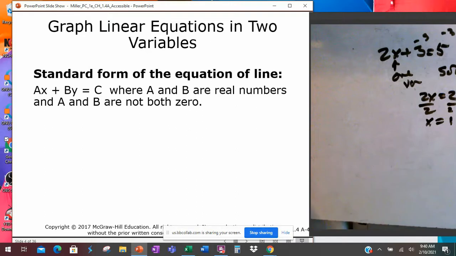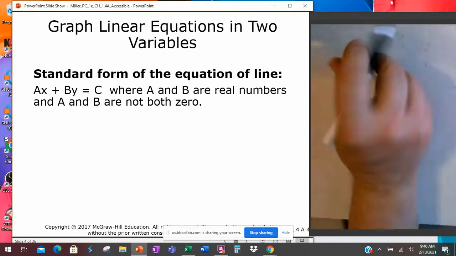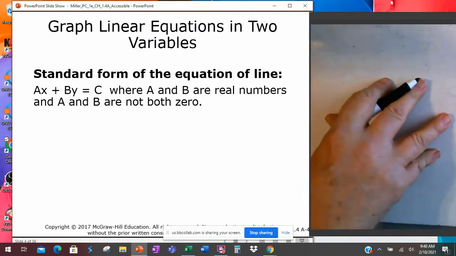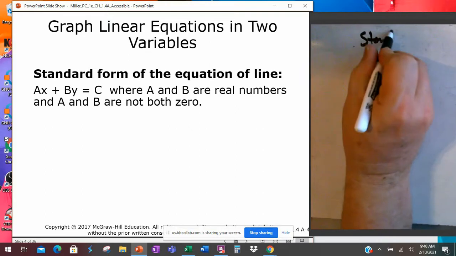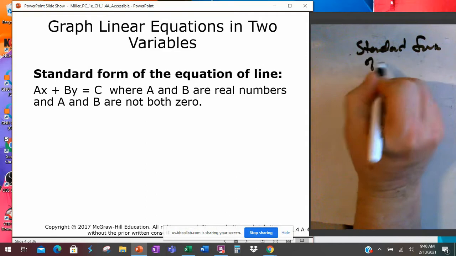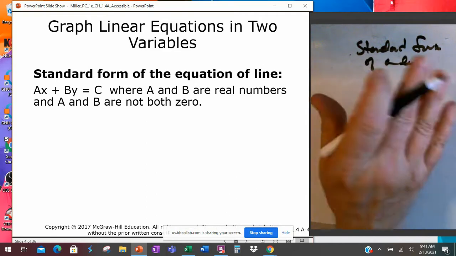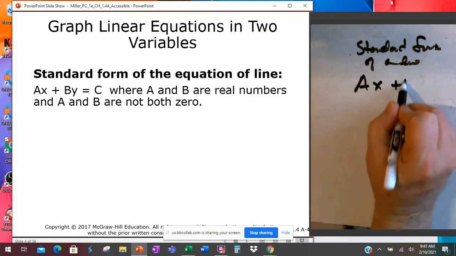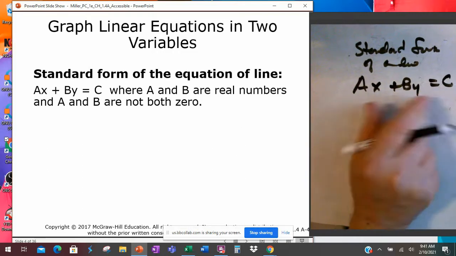Okay, but I've got two variables now, and the standard form. There are going to be several forms of straight lines we're going to look at. The standard form of a line. I'm not going to leave it in that polynomial form, I'm going to look at that a little bit later, but here's an easy way to look at this thing. I've got ax plus by is equal to c.